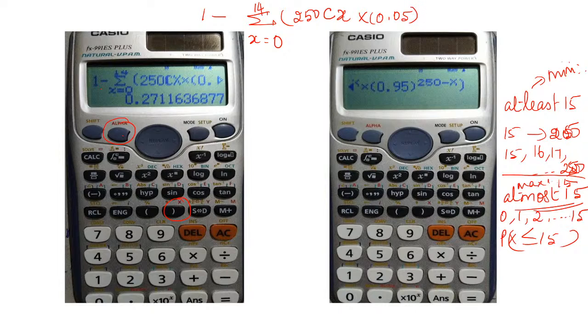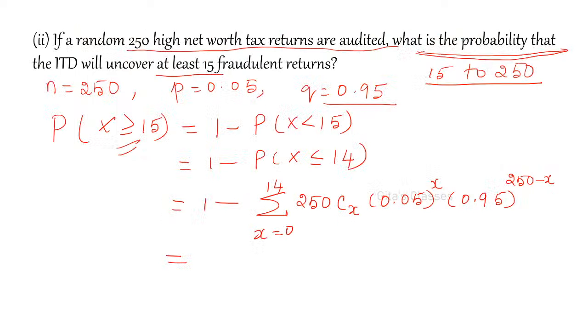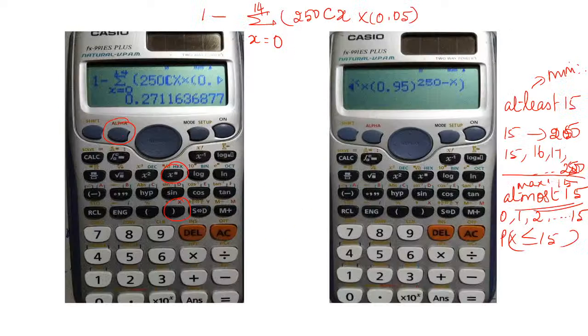So now you have to use this X bar, this key to the power X, right? 0.05, the whole power X. Yes. So here I want X. Whenever you want X, what will you do? Alpha with this key. Okay. So alpha with this key. You have to use this x power.